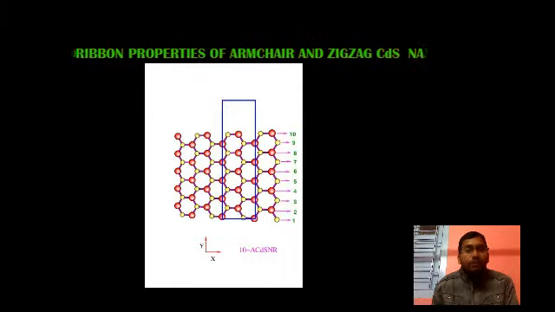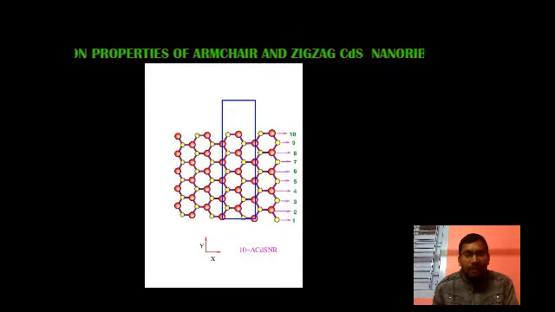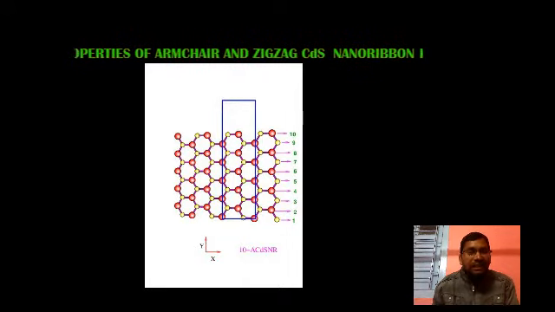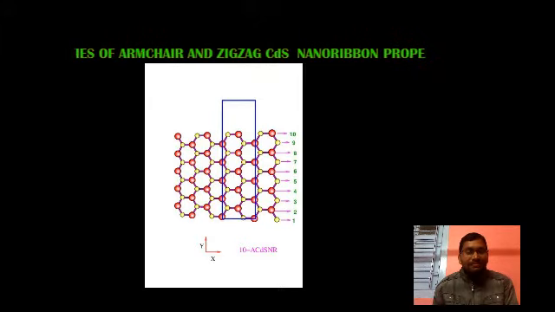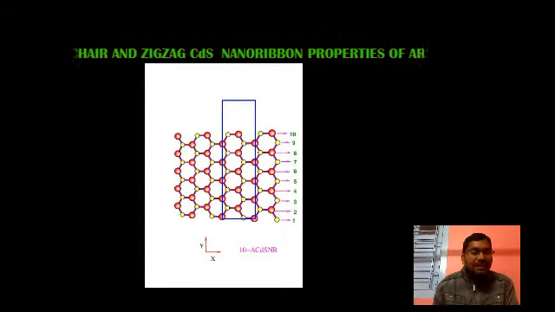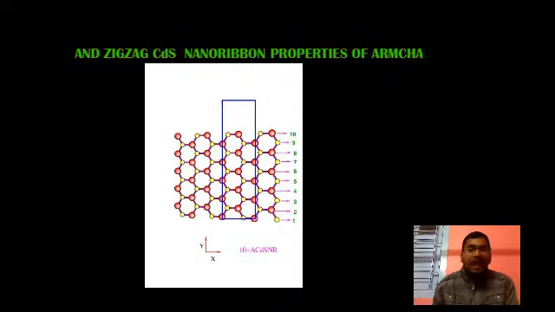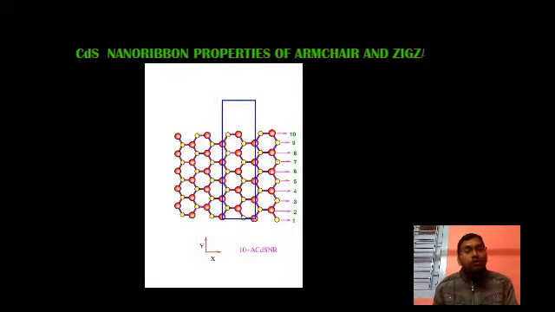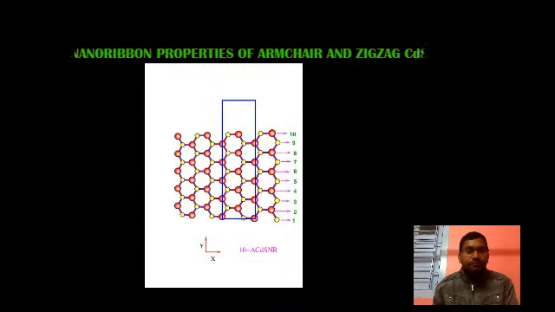A nanoribbon is a semi one-dimensional nanostructure. It is like a belt, so it is infinitely extended along one direction and terminated along the perpendicular direction. It is also called a nanobelt.